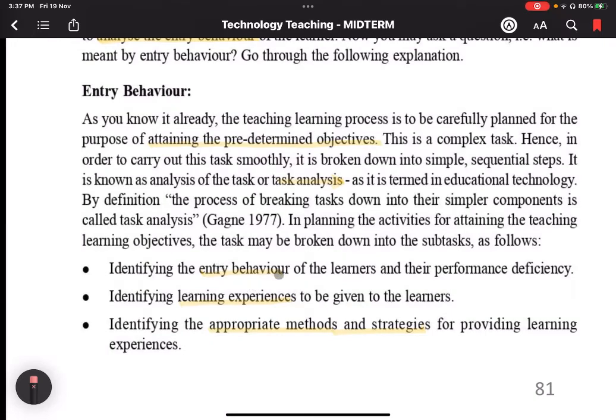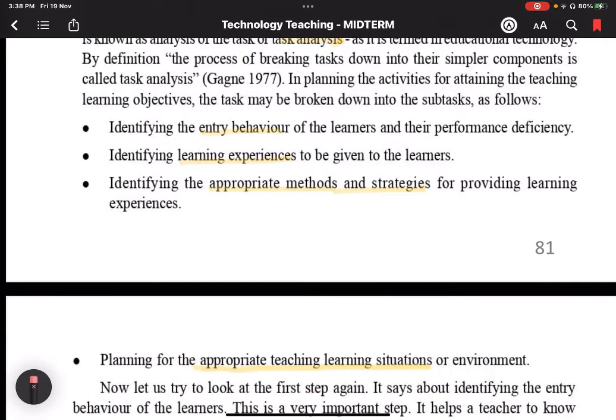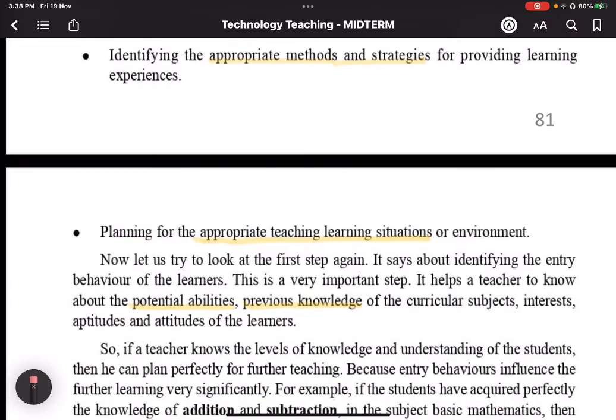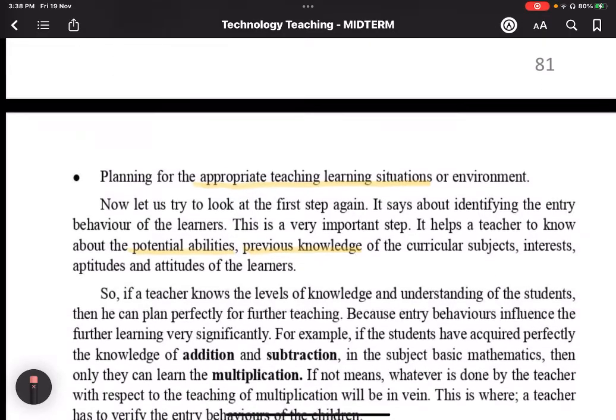So entry behavior, kilalanin yung learner. Learning experience, you identify mo na kung ano yung past experiences or past knowledge ng students. And then after that, determine the appropriate method strategies, no? And also the appropriate teaching learning situation na ibibigay mo dun sa student. So by knowing the entry behavior, the teacher has the ability to know the potential abilities and also the previous knowledge of the students.